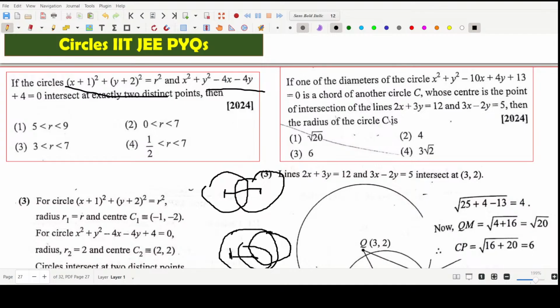Sir, is the answer 3? Answer is 3. Right. Got it, no? Ritik, you?